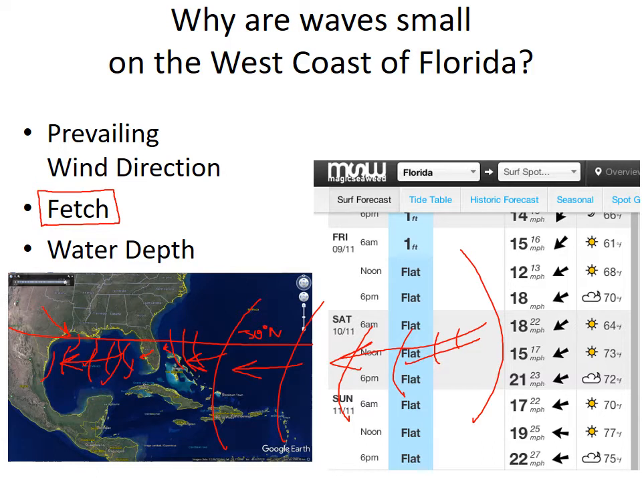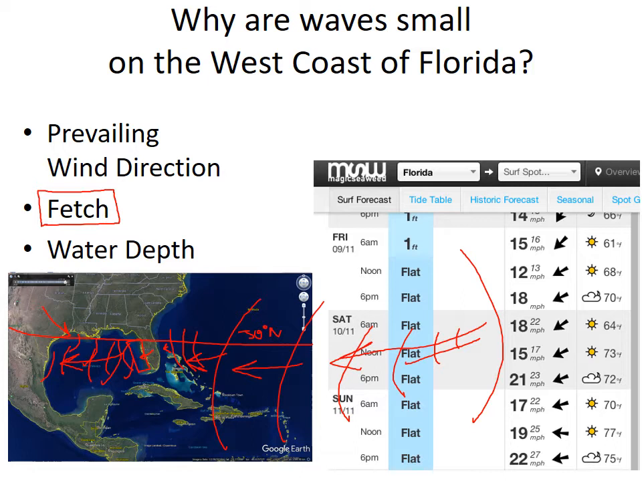Because the continental shelf is so wide on the west coast of Florida, the waves begin to feel the friction of the shallow water, and that affects their movement and size. It doesn't completely eliminate them, but it takes away some of the energy from the waves as they approach the west coast of Florida. So the combination of these three factors is bad news for surfers on the west coast of Florida. It's why we rarely have big waves on the west coast of Florida.